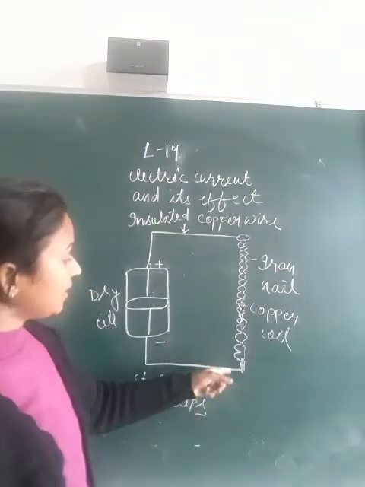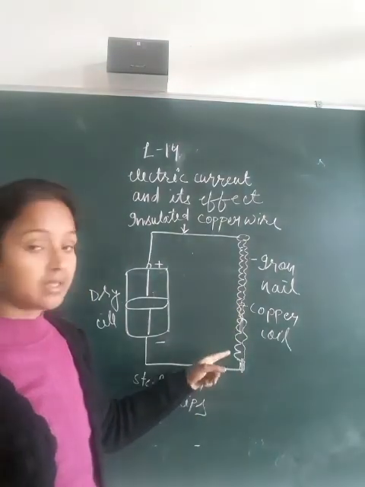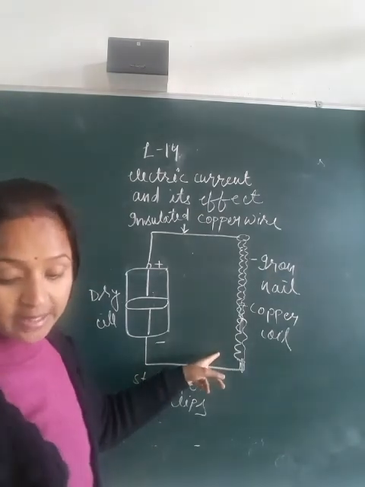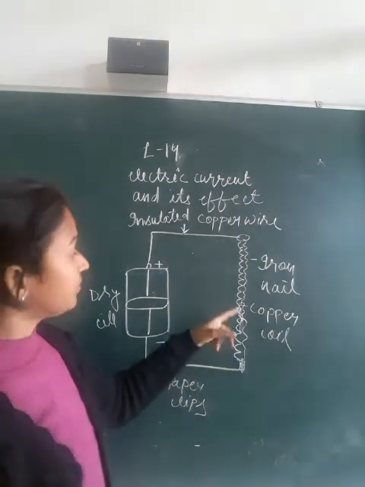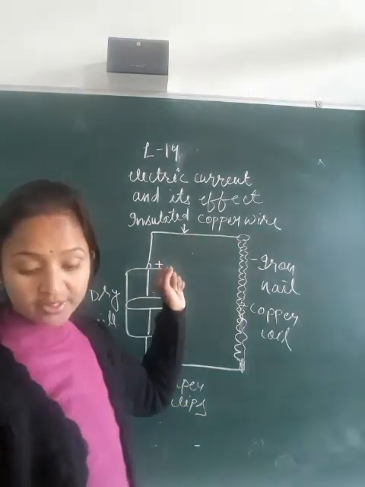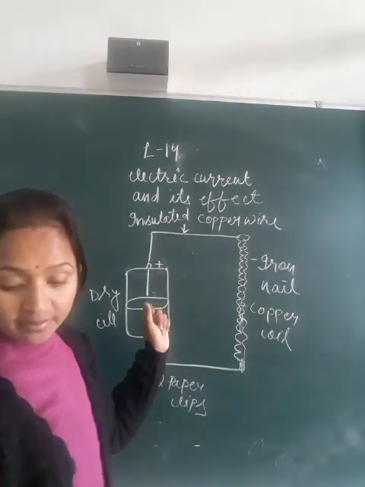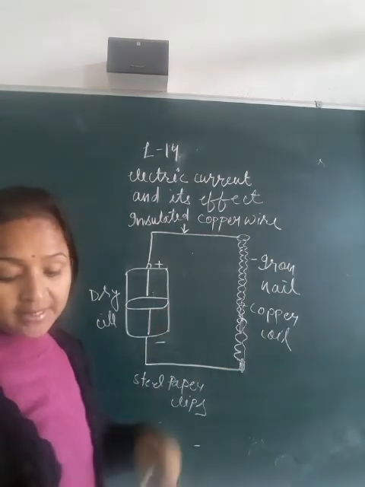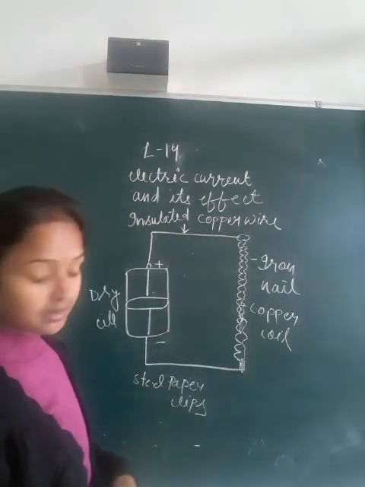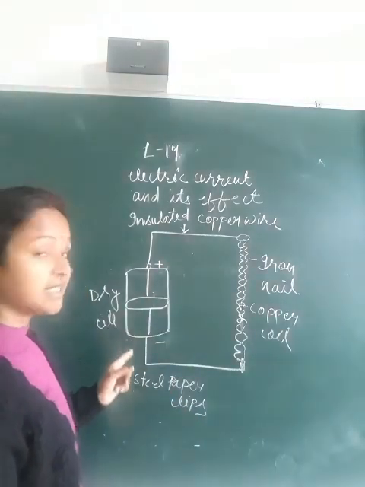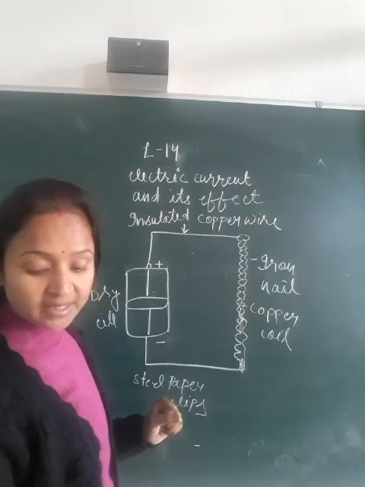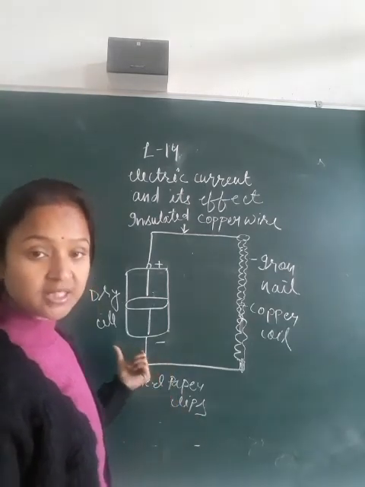So take an iron nail, 8 centimeter long, and wind the insulated copper wire over it. Then bare the ends of the copper wire from the insulation and connect them to the dry cell, as you can see in the diagram.